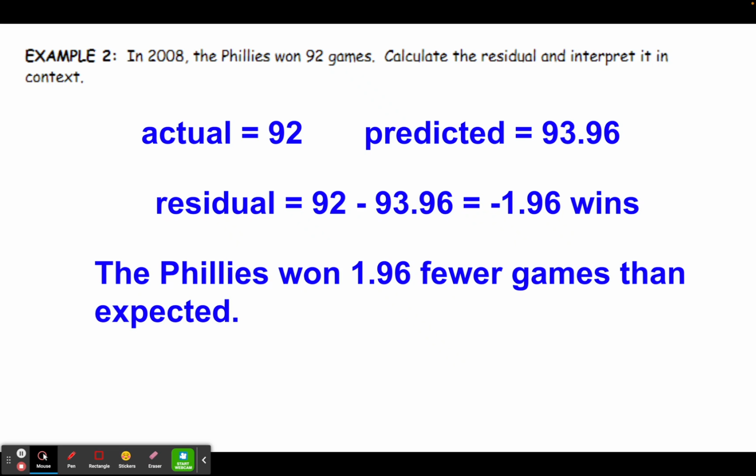However, 1.96 is pretty close, especially in a season of 162 games. So this model actually did a pretty good job of predicting the Phillies' wins.